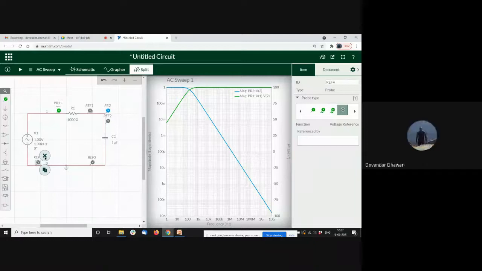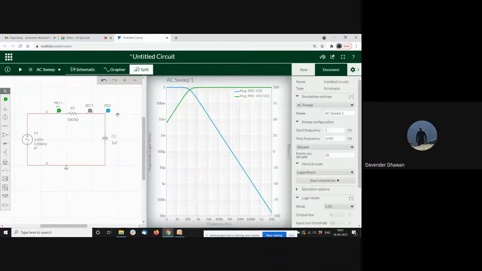Reference 3 and 4 is ground only, no? Yes, I was just showing that for our own understanding. If it is connected, that will give you only ground voltage, zero voltage, no? By default, it is ground.